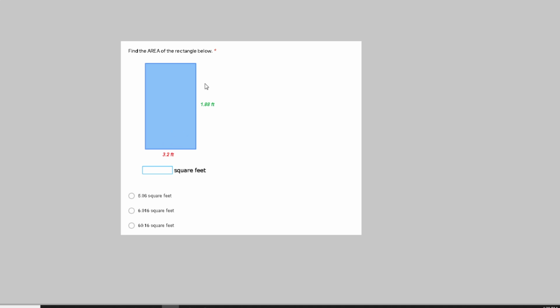So we need to find the area of the rectangle. We know we need to multiply the length times the width to do that. So we need to do 3.2 times 1.88. So with multiplication, you just line up your digits to the right. Our decimal's over here, so you're basically just ignoring it. You're really treating this as 188 times 32 at the start, and then we worry about the decimal at the very end.